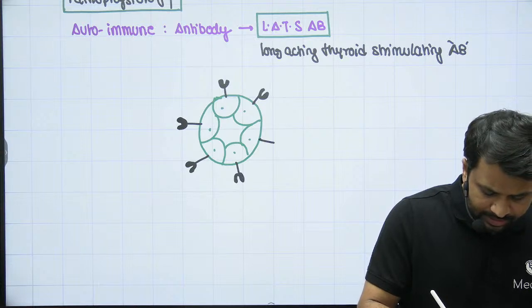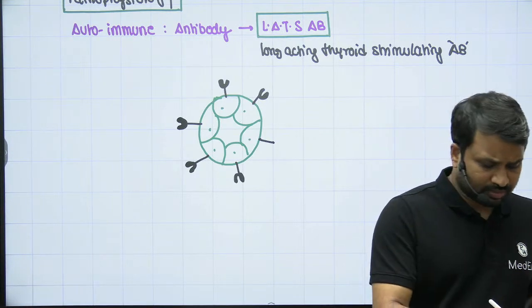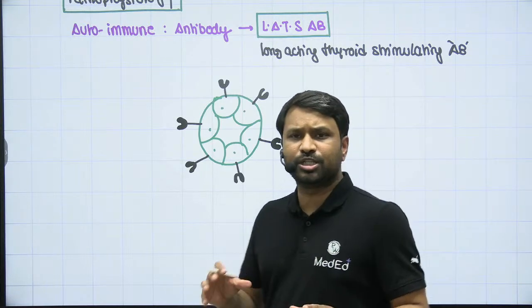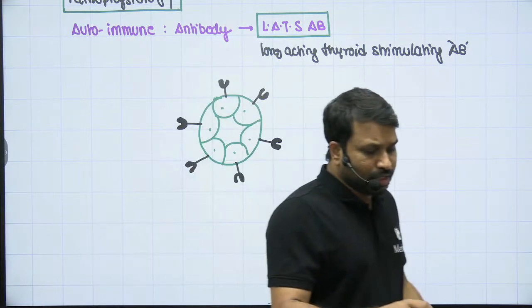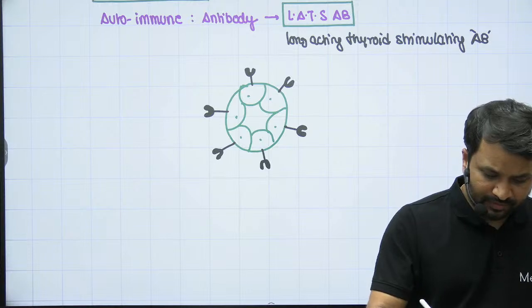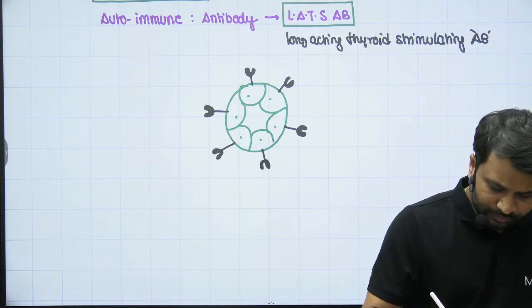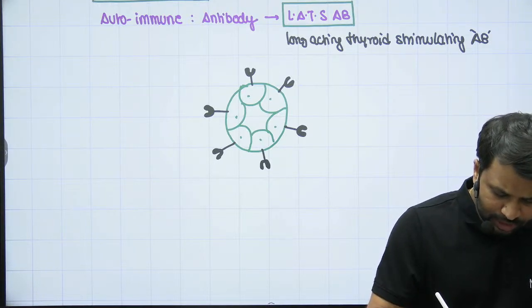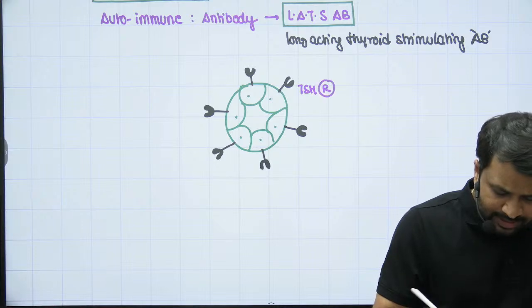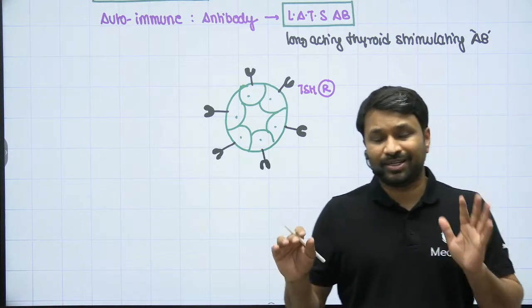This is the TSH receptor that is present. Now we all know that the receptor and the hormone work on the principle of the lock and key mechanism. So these are your TSH receptors. Now these TSH receptors can only be stimulated by TSH hormone.